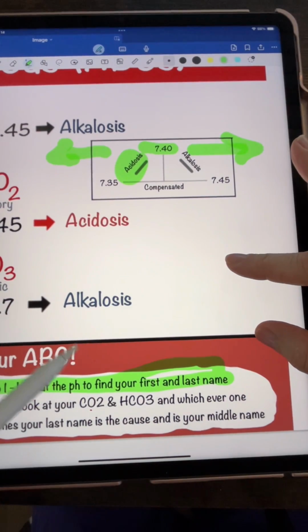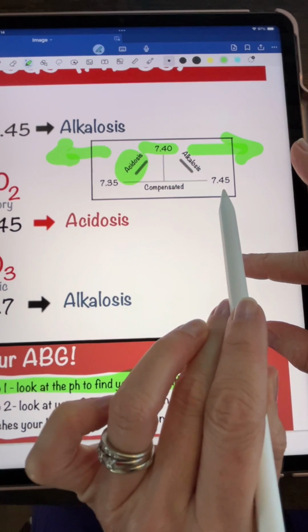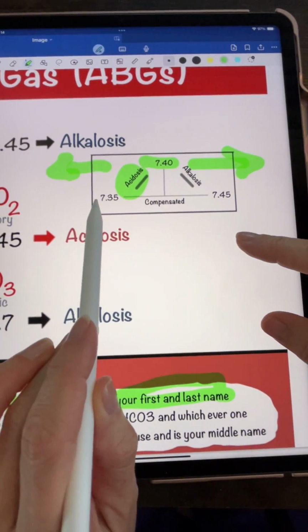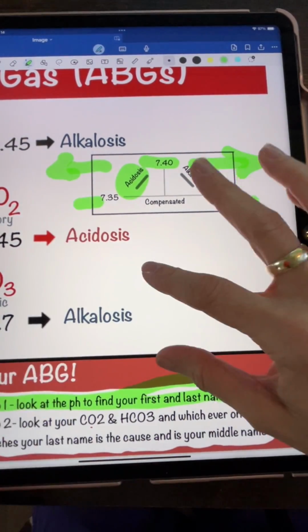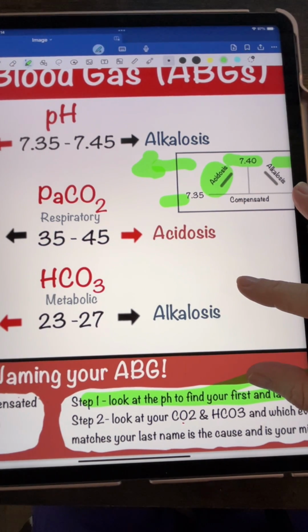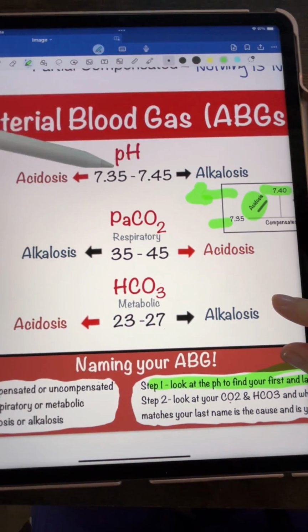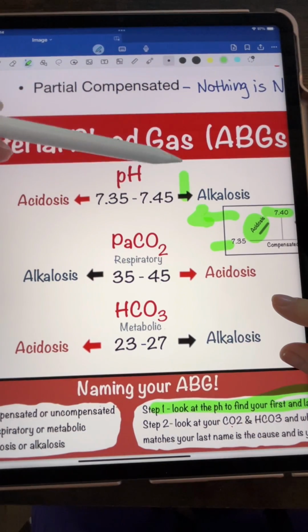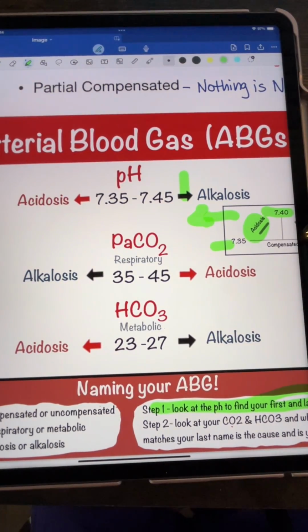So again, you're going to be compensated if you're in the range of 7.35 to 7.45. You're uncompensated when you fall out of these ranges. That's your first name. And then you have to say what your last name is. Again, it's the direction that your arrow is going. It is either going to the left for your pH being acidotic, or you're going this way with this arrow, greater than 7.40, and you're going to be alkalotic.